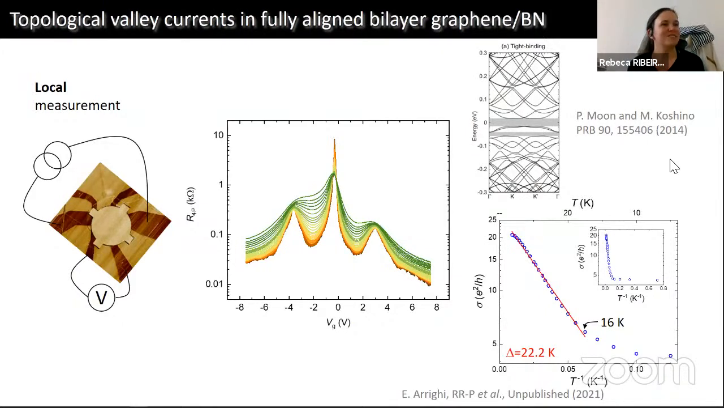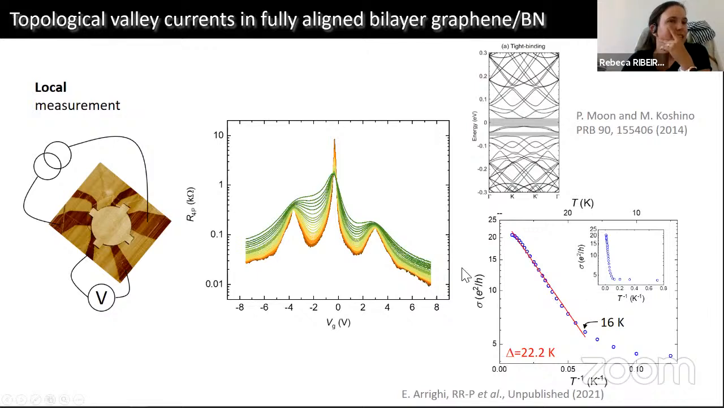So we performed some local measurements just to characterize our sample. We only see one energy gap, at the charge neutrality point. This is a log scale, please pay attention to that. We extract the activation gap at the charge neutrality point, and it turns out to be a very small energy gap. It's about half of what was predicted by Moon and Koshino. We do not see any energy gap at the satellite peaks, so we don't see this secondary gap.